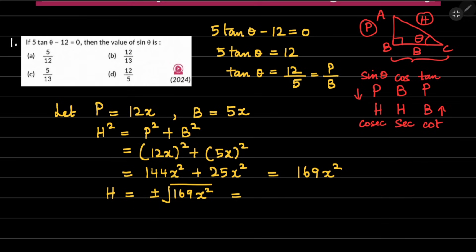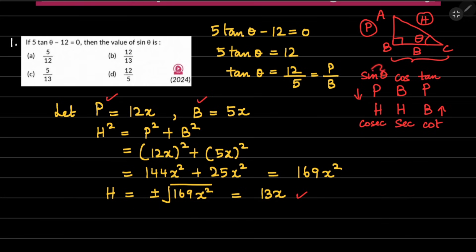You don't have a negative measurement for a side, so you will take only the positive value. Root of 169 is 13. Root of x square is x. So we have got our hypotenuse. We know the perpendicular, we know the base, and we know our hypotenuse. Now let us find our sin theta.